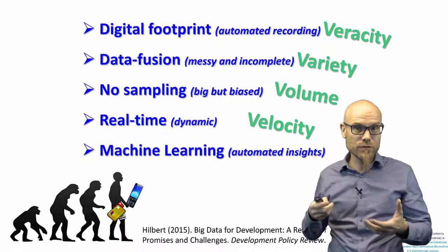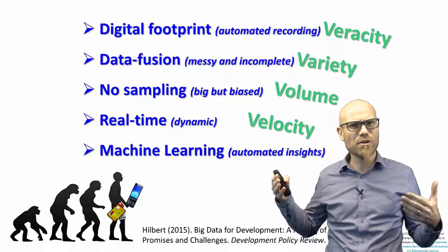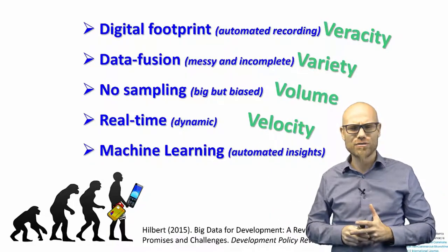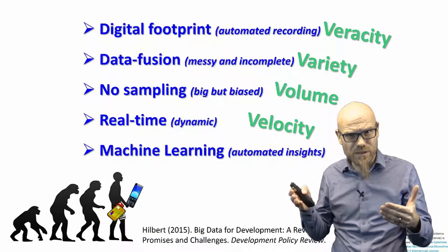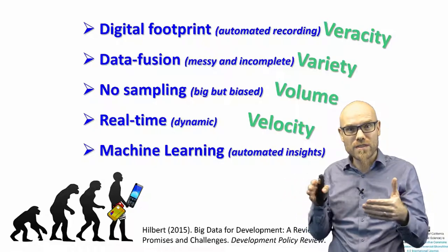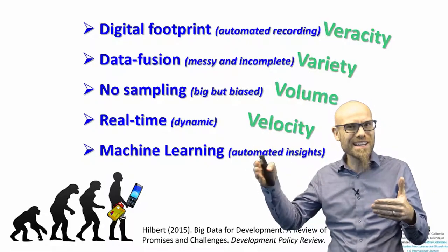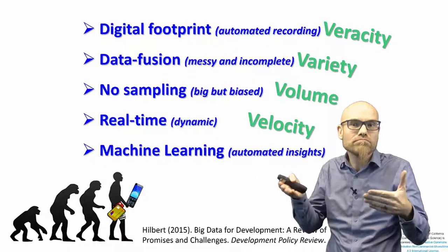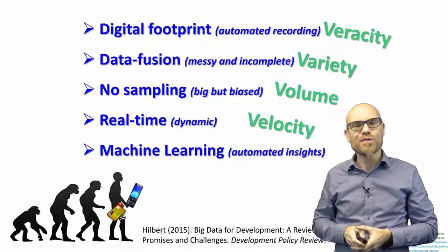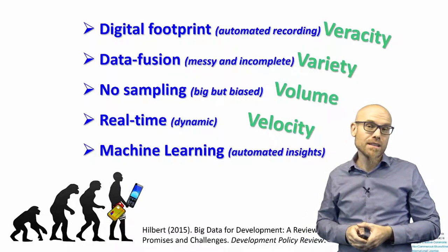The volume, it's really big. I mean, there's no sample. I work with the entire population. That's the idea of this no sampling, right? That I work not with a sample of social media users, I just work with all of them. But they might not really represent the entire population of the entire world, but they represent all Facebook users, to continue with that example. And the velocity, in real time.